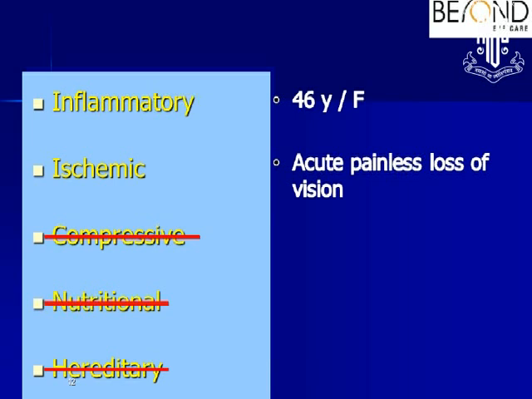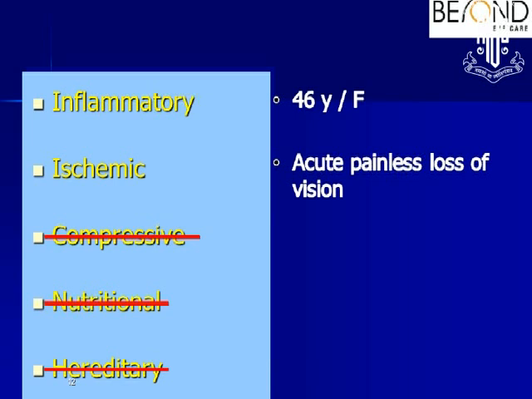Anything else? Hereditary optic neuropathy is more likely to be bilateral, while what you are seeing here is a unilateral problem. Anything else? Absolutely, very good. Somebody said acute loss of vision. So there are three things which are not matching: age, sudden loss of vision, and a unilateral optic neuropathy.